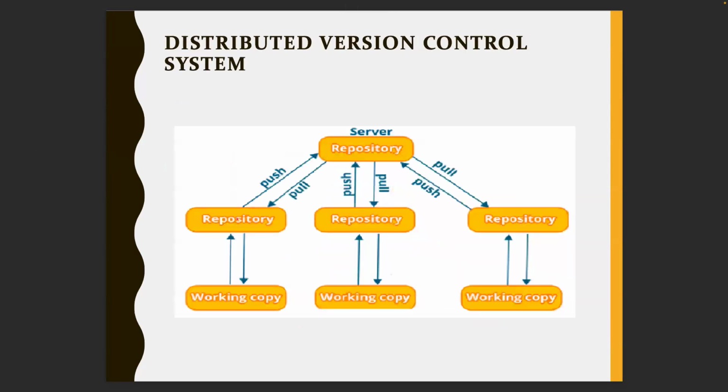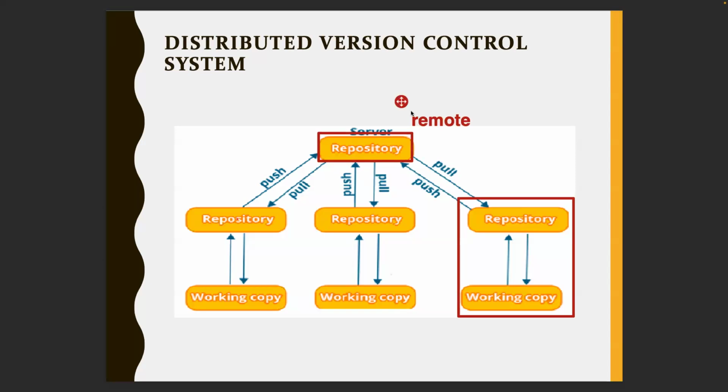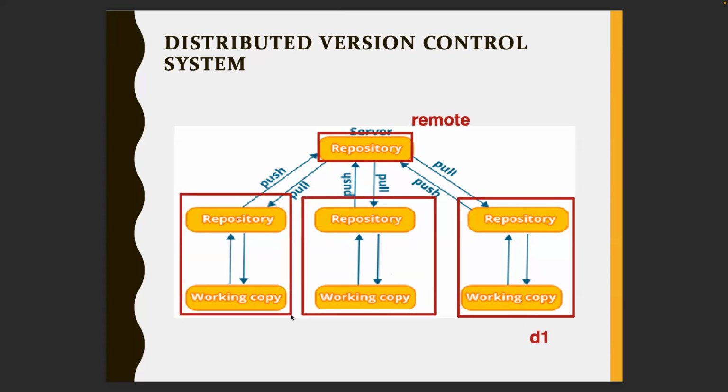And then comes the distributed version control system. Distributed version control systems are like, okay, this is the workstation of an individual user, right? And this is the remote server or the central server. And this is the workstation of an individual user. If you see, every user or every collaborator will have another repository, which is called the local repository, which is a copy of the remote repository. Every user will have a copy of it.